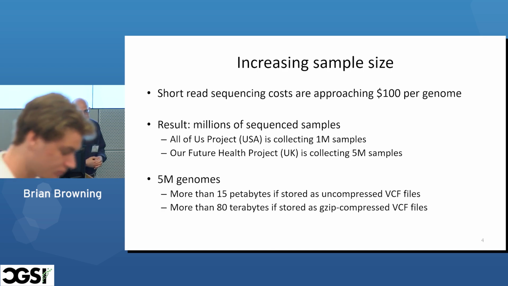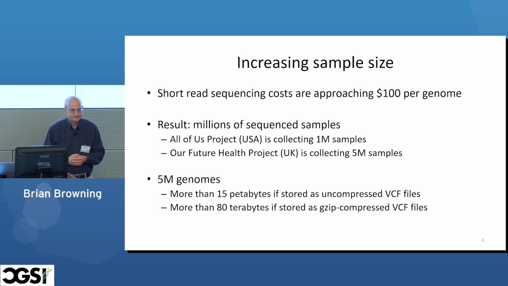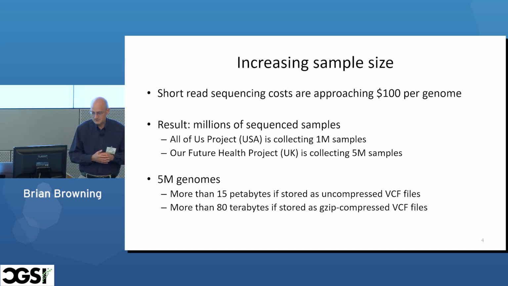Data sets are increasing because sequencing costs are decreasing. A few years ago, it was a big event when we reached the $1,000 genome. Now we're approaching the $100 genome. At those costs, you can sequence very large cohorts. The All of Us project is looking to sequence 1 million individuals. The next release of data will have over 400,000 sequenced individuals. And I really don't see any reason why they're going to stop at 1 million. Why not go larger? Our Future Health in the UK is collecting 5 million samples.